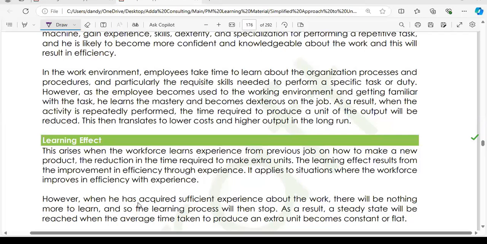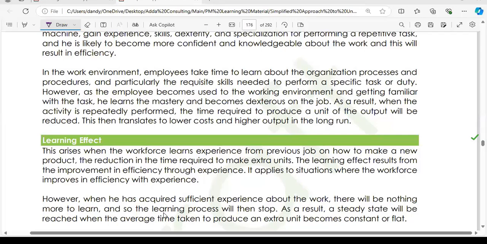However, when the employee has acquired sufficient experience on the job, there will be nothing more to learn, and so the learning experience will then stop. You have gained everything, and that's why you see some employees, because they're already tired of the work environment, they just say, okay, I'm no more interested. What else for me? I've learned whatever I need to learn. I think I have to move on because there's no more motivation, nothing to learn again.